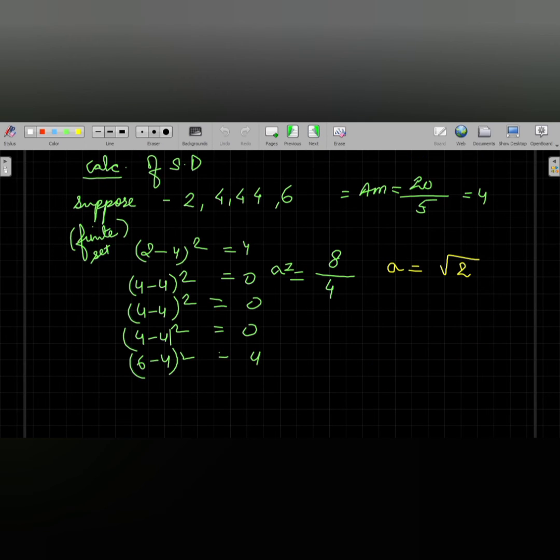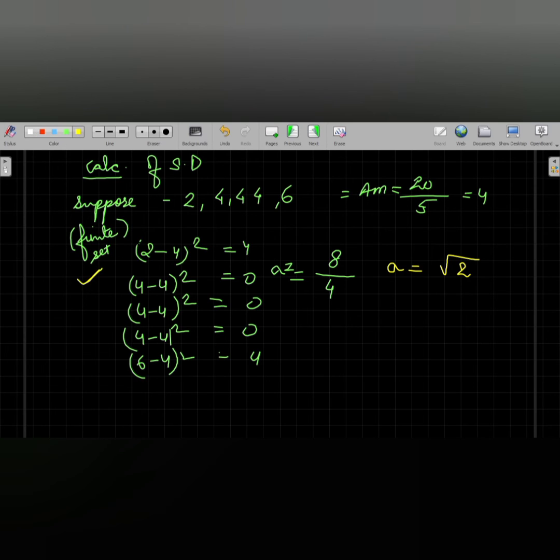Now we'll see how to calculate the standard deviation. Suppose I have taken a data series 2, 4, 4, 4, 6. This is a finite set, meaning it is countable. We can count: 1, 2, 3, 4, 5. There are only 5 values, so I have written finite set.